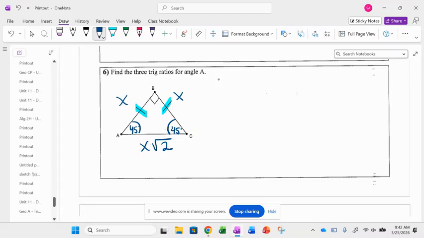Okay, so find the three trig ratios for angle A. So now everything's going to be based on angle A. So based on angle A, BC side is opposite. X root 2 is the hypotenuse, which means the other x is the adjacent. Is everybody okay with how I labeled things? Labeled the O, the H, and the A? Okay, so now we're going back to our SOHCAHTOA.